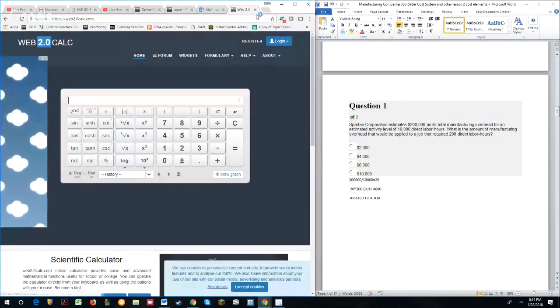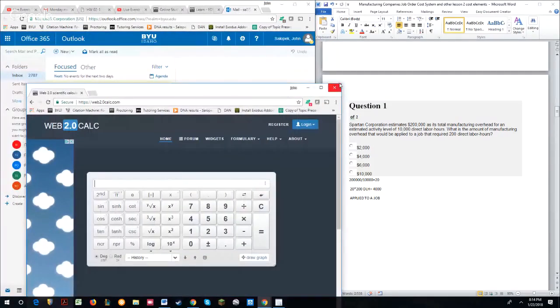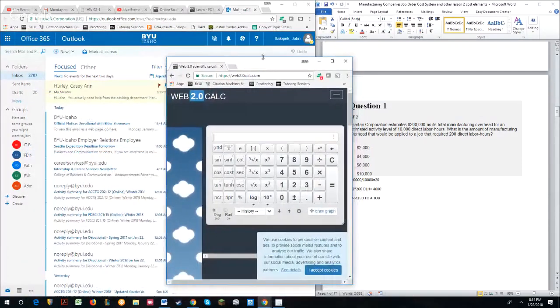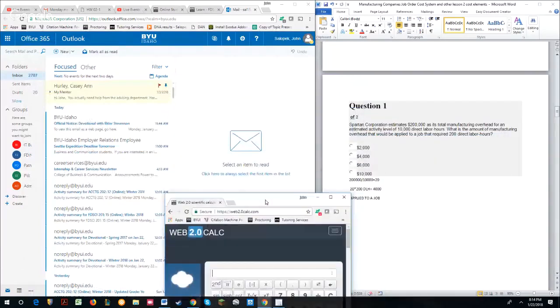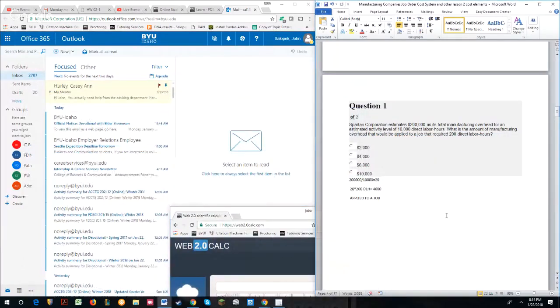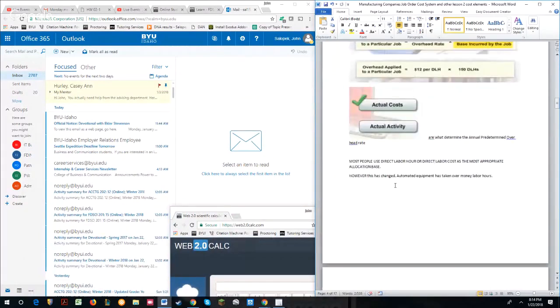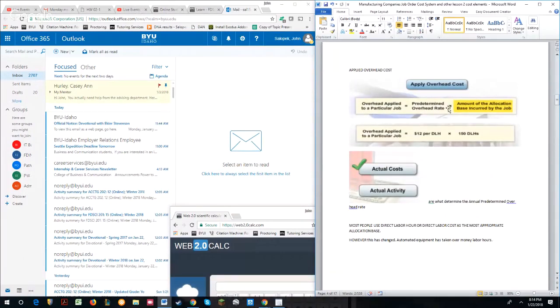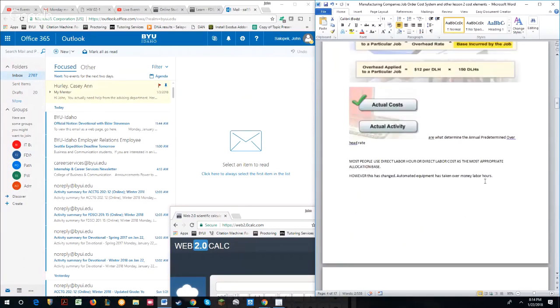So is this that same equation, y equals mx plus a? No, this one is different. They're giving us the predetermined overhead rate. I got you. They're giving us the y, so we don't need to figure that out.